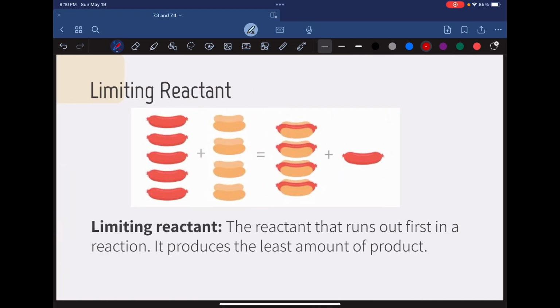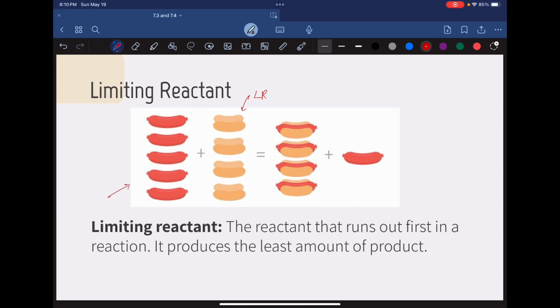Here's another image. I have 5 hot dogs, 4 hot dog buns, and I have only made 4 hot dogs in a bun and 1 hot dog. So the limiting reactant is the reactant that runs out first in a reaction. It's going to produce the least amount of product. So in this case, the limiting reactant would be the hot dog buns. LR is the limiting reactant.